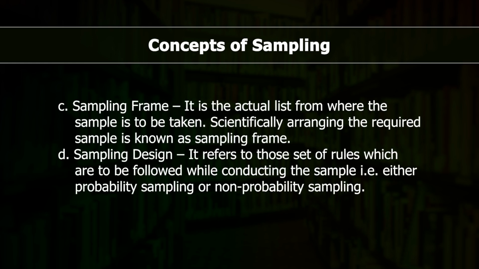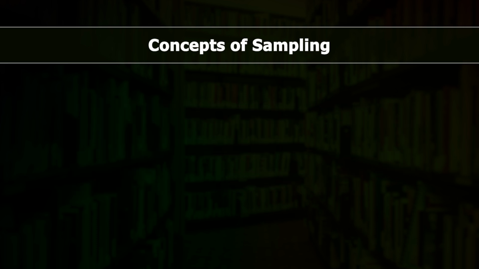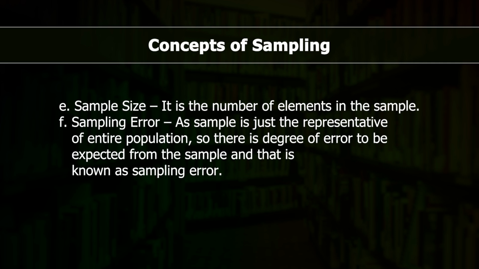Next, third, sampling frame. It is the actual list from where the sample is to be taken. Scientifically arranging the required sample is known as sampling frame. Next, sampling design. It refers to those set of rules which are to be followed while conducting the sample, that is either probability sampling or non-probability sampling. Sample size. It is the number of elements in the sample.